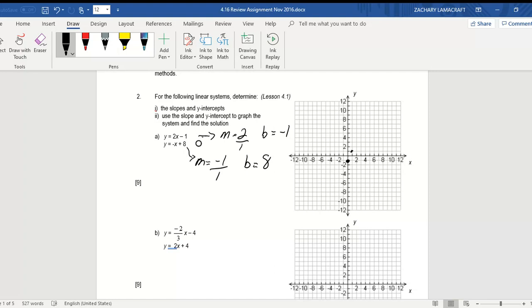So I'd go up 2, over 1. And I can even go one more time, up 2, over 1. And I can connect those points the best I can, like that. And I would always put my label right here. So y = -2x minus 1.